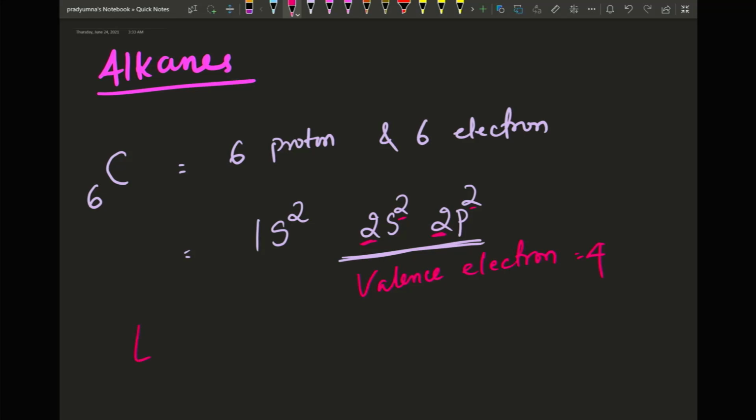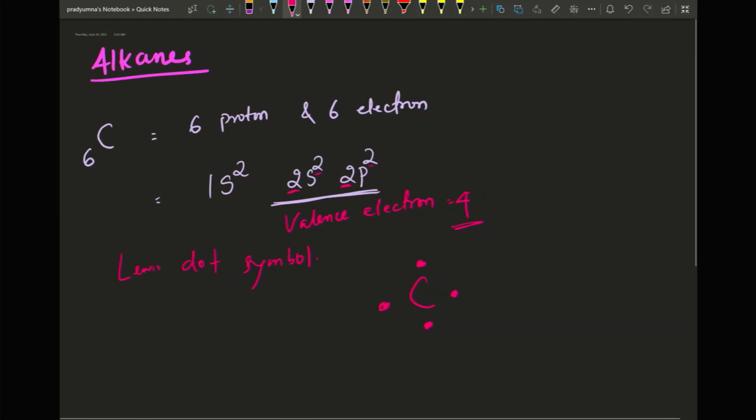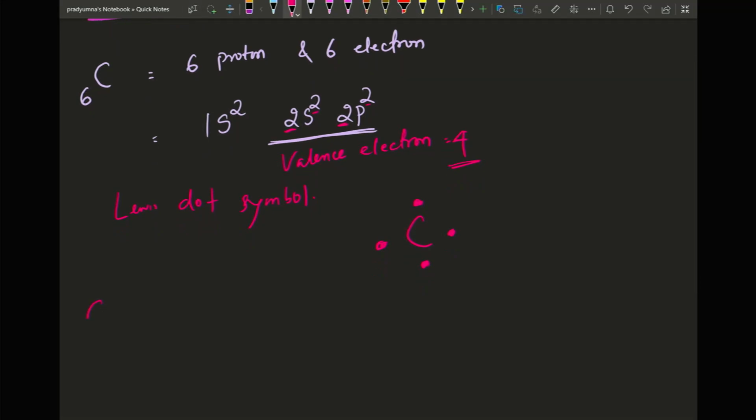So what is the Lewis dot symbol of carbon? For the Lewis dot symbol, we represent these 4 electrons around the carbon atom, one on each side. So now you realize that carbon has 4 electrons, one on each side. If we look at CH4, what does this mean? This means carbon can make a covalent bond with each of these hydrogens right here.